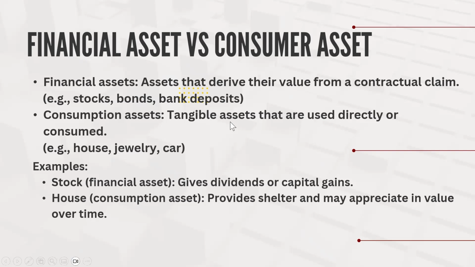And then consumption assets are tangible assets, we can touch this type of asset and we can use it directly or consume it. For example, a house, we can live in a house. We can use jewelry, so we can get direct utility from this type of asset. Here we see an example: stock is a financial asset that gives us dividends or capital gains. House is a consumption asset that provides shelter, and it may appreciate in value over time.